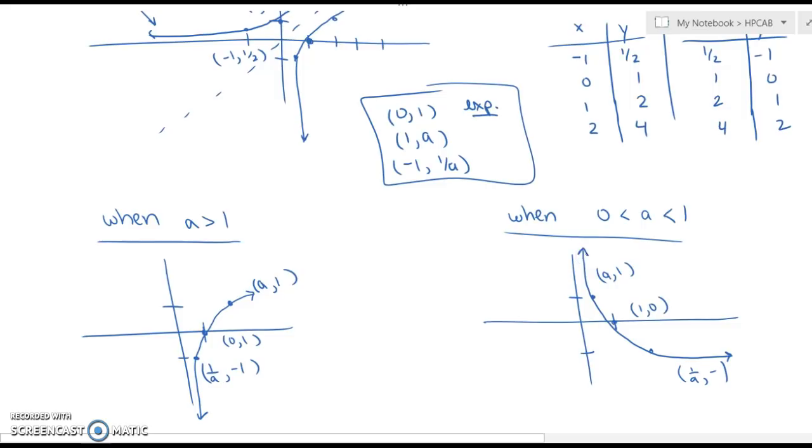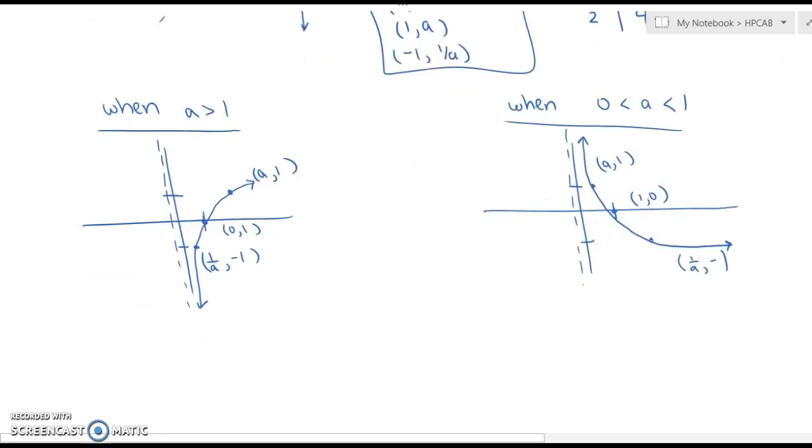And the vertical asymptote, by the way, is going to be here at 0 for both of these graphs, because remember that our base can't be 0, it has to be positive, and it can't be 1. So those are all the different things.